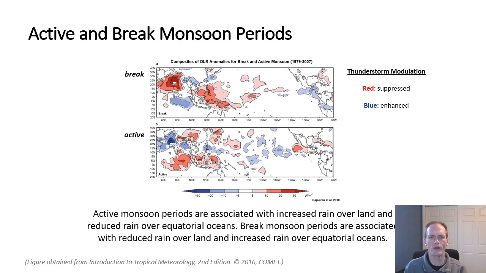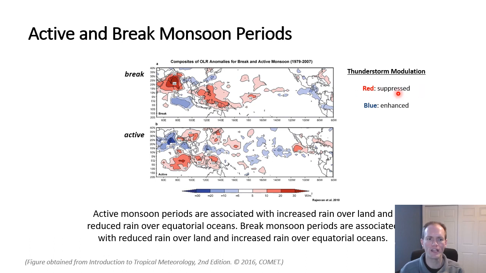So briefly digging into a couple of these concepts in a little bit more detail, we have what are known as active and break monsoon periods, and these are primarily associated with the active and inactive phases of MJO events. So they have periodicity that matches the scale of the MJO. It's 30 to 60 day variability. So you can typically see a couple of each of these periods in any given year. We have outgoing longwave radiation anomalies for break periods here at the top and active periods here at the bottom, primarily associated with the Asian monsoon.